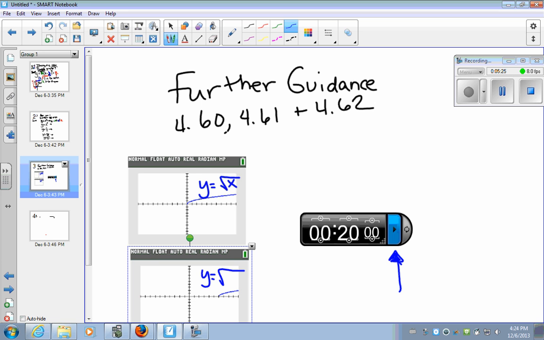So what you're going to do is the sub is going to hit the timer here. So you get 20 minutes to investigate that first one. Well, 20 minutes to investigate y equals square root of x. If you finish y equals the square root of x, please investigate all 4 of them. So go ahead and work on all 4 of these.